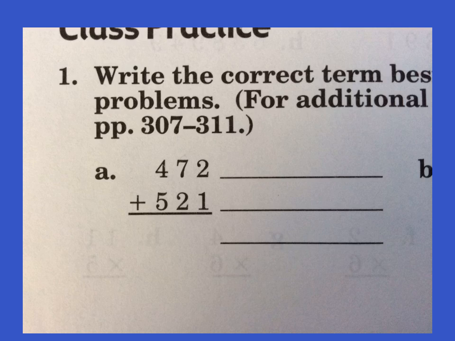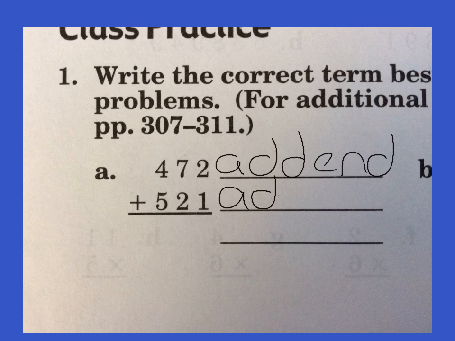The first blank would be addend. Second blank would be addend also. And then the answer to an addition problem is the sum. You see that in the yellow box at the top. Addend, addend, and sum. So the addends are the numbers that you're adding up together to create the sum.